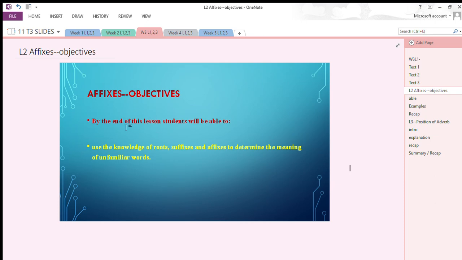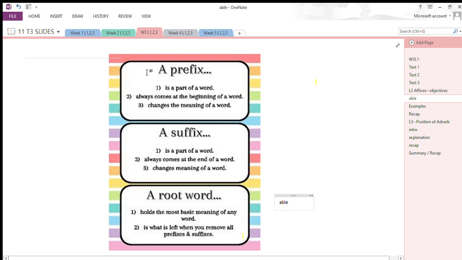Today we are going to talk about affixes. Our objective is, by the end of this lesson, you'll be able to use the knowledge of root words, prefixes and suffixes to determine the meaning of unfamiliar words. To start with, we need to understand what actually a prefix, a suffix or a root word is.